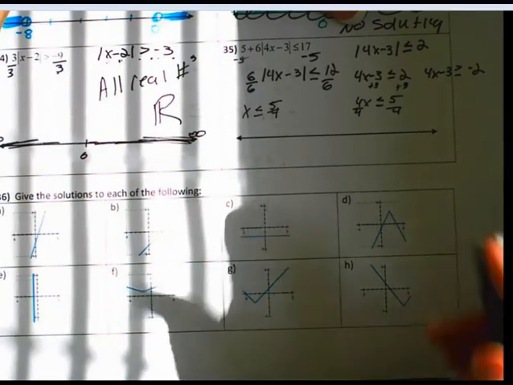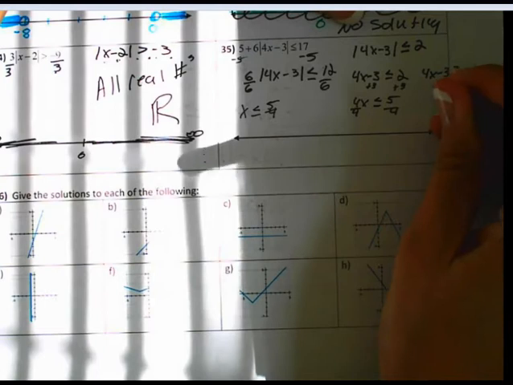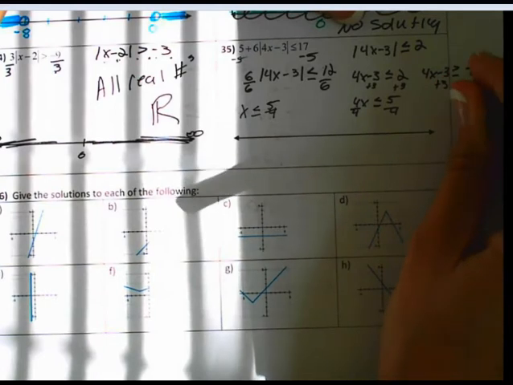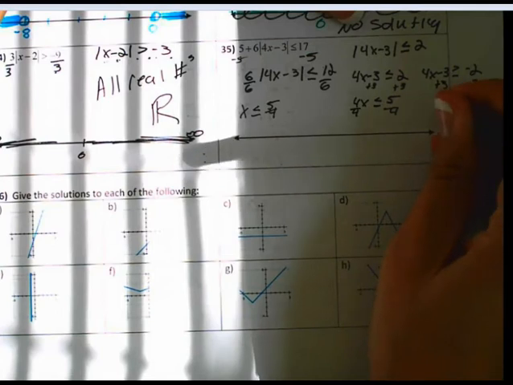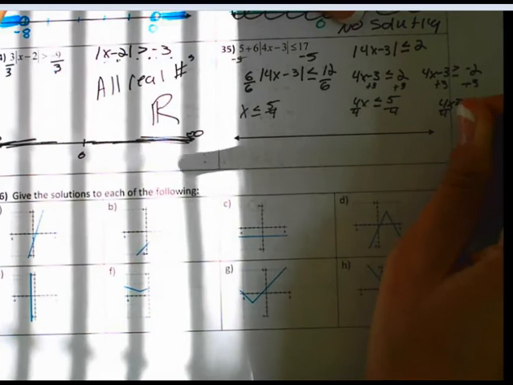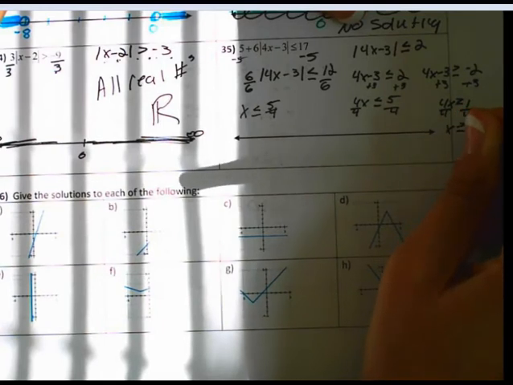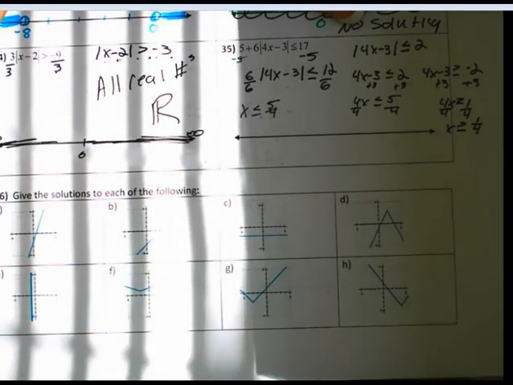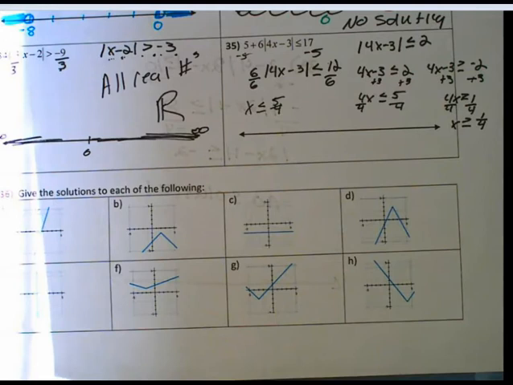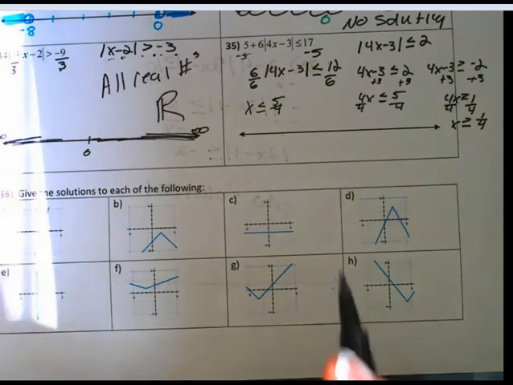Okay, and then we have our other setup over here, plus 3, plus 3. So -2 plus 3 is going to be 1. So 4x is greater than or equal to 1, divided by 4. So x is greater than or equal to 1 over 4. Okay, so then we have our two answers here.